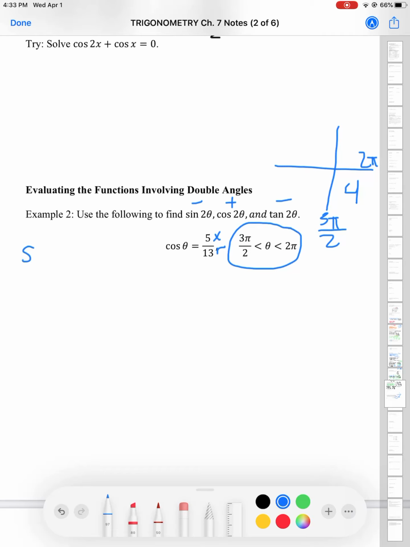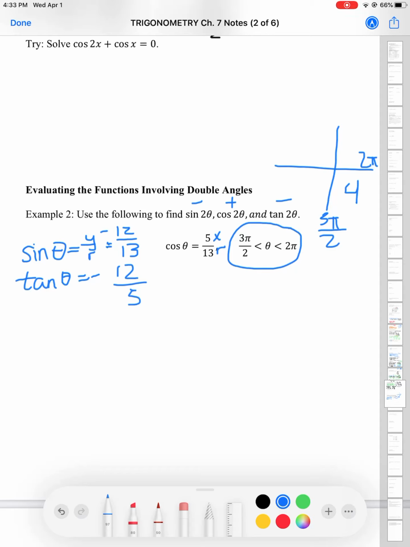So sine of just regular theta is y over r, which is going to be, 5, 12, 13 is one of our special triples. So 12 would be y, so 12 over 13, except it's negative. And then tangent theta is going to be negative 12 over 5, since it's y over x. Okay.